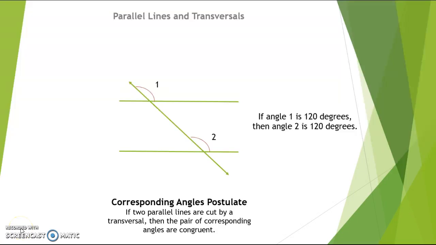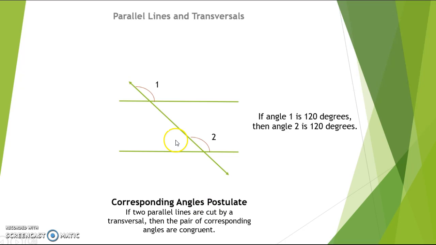Okay everyone, today's lesson we're going to be looking at parallel lines and transversals. First thing we're going to look at is the corresponding angles postulate. A postulate is basically a statement that we just accept without any proof. So it's a given. The corresponding angle postulate says if two parallel lines are cut by a transversal, then the pair of corresponding angles are congruent. Congruent meaning they're the same thing, they're equal.